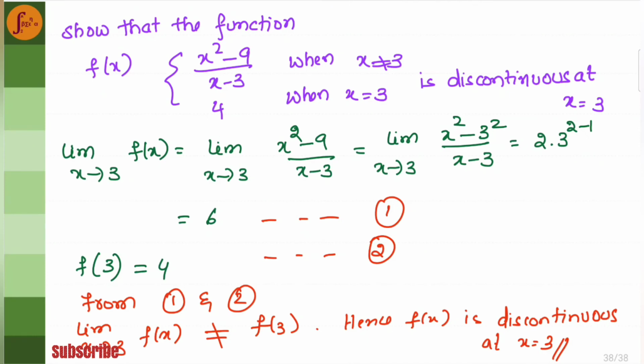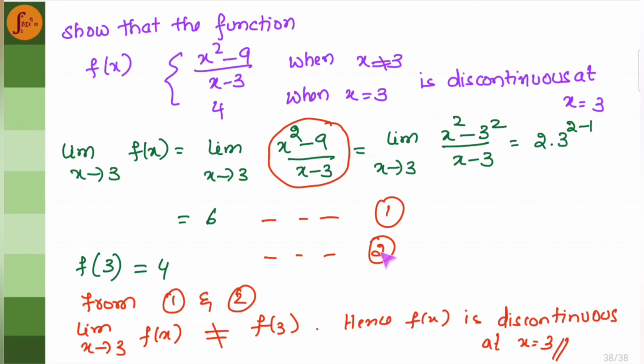Let's take another example where we have to show that the function is discontinuous. So here again we'll apply limit on the first expression where x is not equal to 3. If you notice, this is of the form x to the power n minus a to the power n. So we write 9 as 3 square and we apply the theorem. So we get 2 into 3 to the power 2 minus 1, which is 6. Now this is the limit value for f of x when x is not equal to 3. And f of 3, that is when x is equal to 3, f of x is already given as 4.